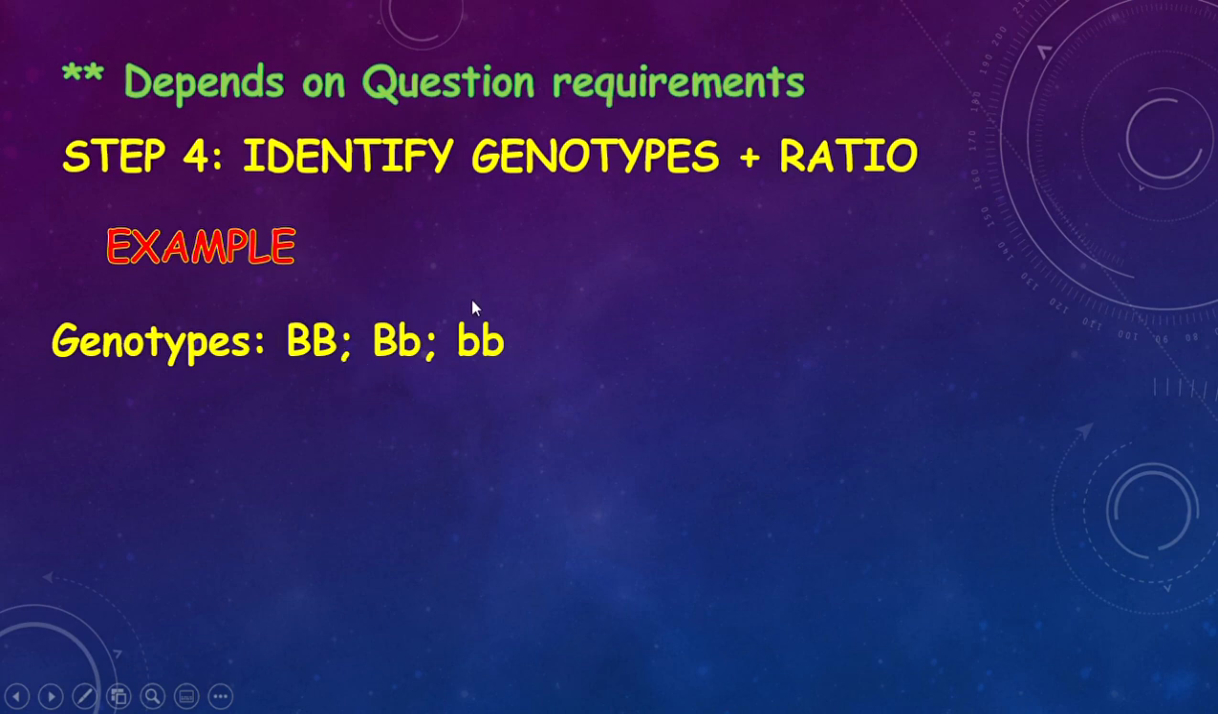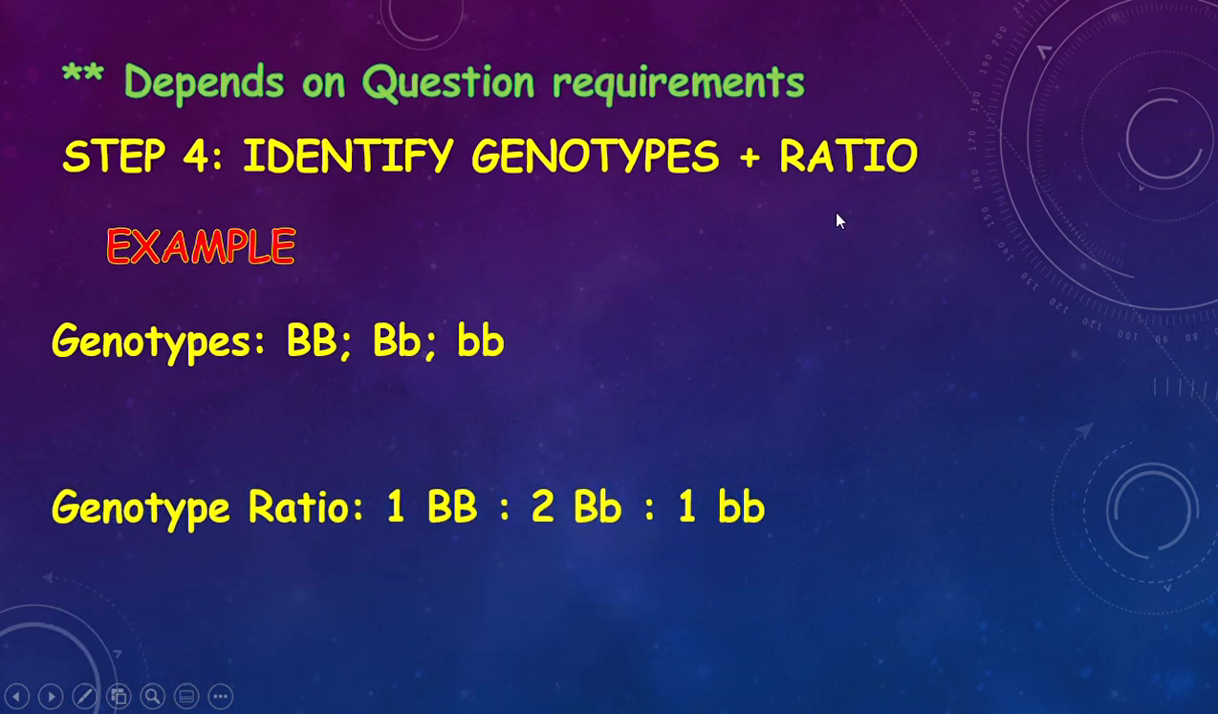But those are only the potentials. I'm not saying 2, but these are the potential combinations I can have. Now, what is the genotype ratio? The ratio is the representative prediction. So for this example, it will be 1 big B, big B, colon, 2 big B, little b, colon, 1 little b, little b. So I literally counted how many times each of these will occur within this.